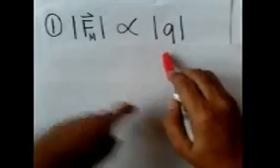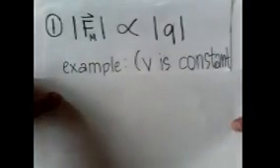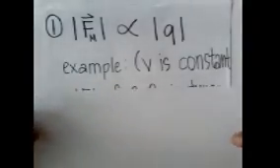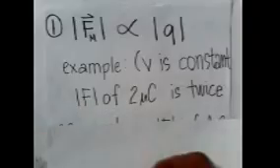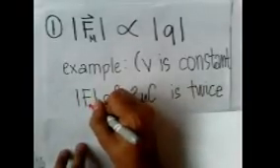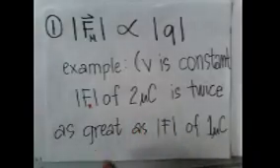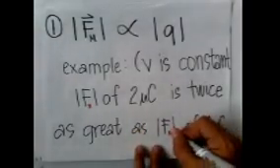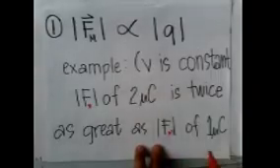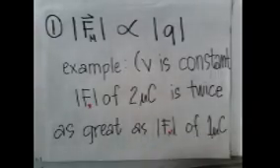charge of the particle. For example, if we have 1 microcoulomb and 2 microcoulomb charges with a constant velocity, the magnetic force F_M of the 2 microcoulomb charge is twice as great as the magnetic force of the 1 microcoulomb charge. So that is the first characteristic.